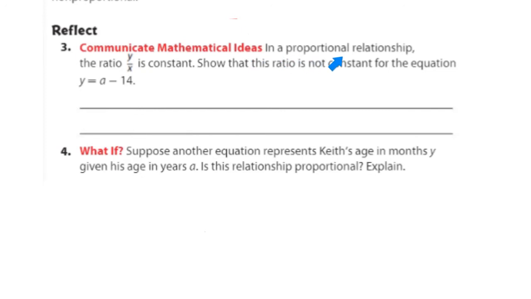it says in a proportional relationship, the ratio y over x, remember that's your constant of proportionality. So if you have proportion, you have a constant of proportionality. Show that this ratio is not constant for the equation y equals a minus 14. So what you do here, and you don't really know to do this unless you see it once, just pick some values for a. So if I let a equal 16, then y is going to equal, well, it would be 16 minus 14, y would be 2.